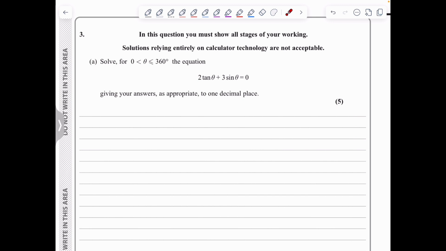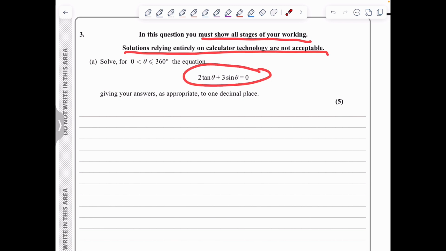In question 3, we are told to show all stages of the working, with solutions relying on calculator technology not being acceptable, and we need to solve the given trigonometric equation for theta in degrees between 0 and 360.